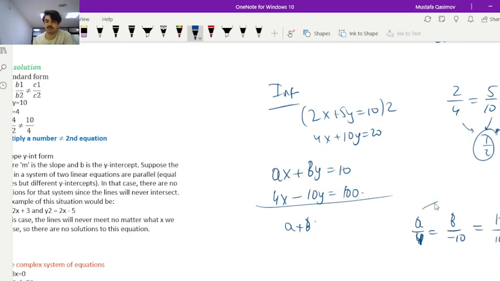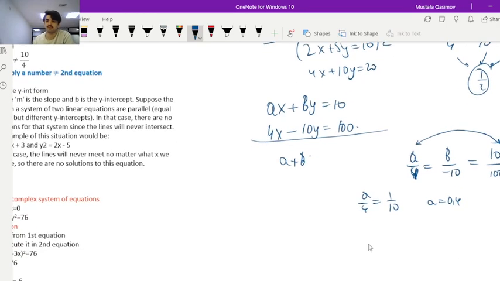So let's write a over 4 is equal to 1 over 10 and a is equal to 0.4. For b over negative 10 is equal to 1 over 10 and b is equal to negative 1. So a plus b will be equal to negative 0.6.